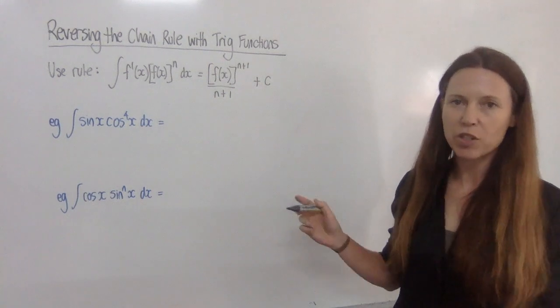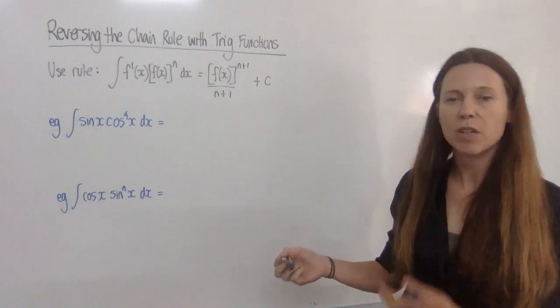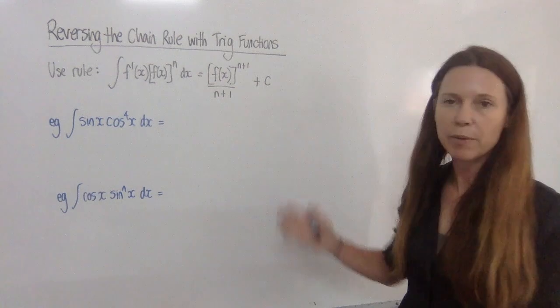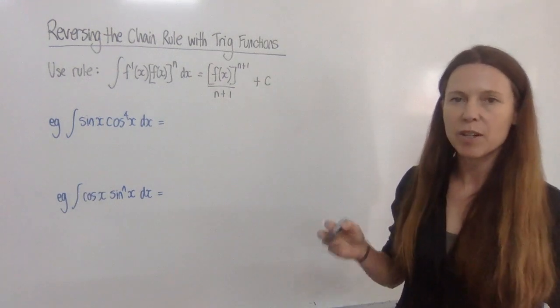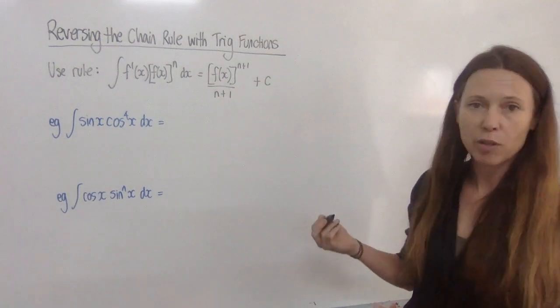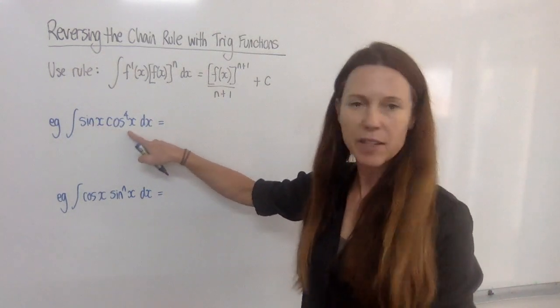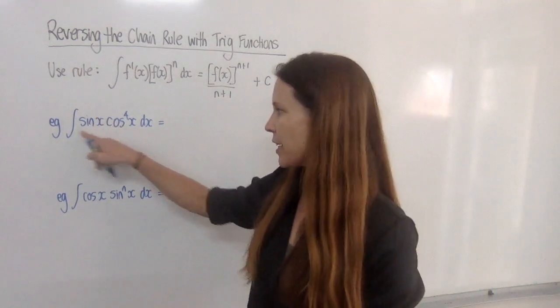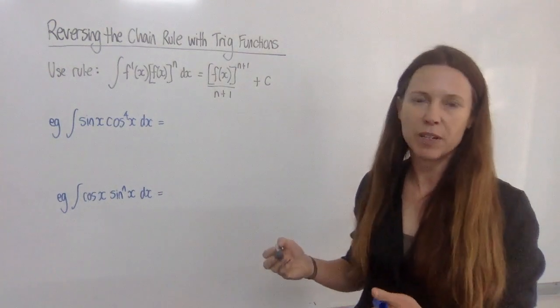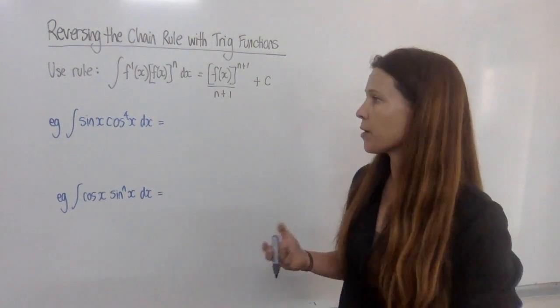And now for some revision of reversing the chain rule when we're working with trig functions. Now we've seen this before in our integration unit, but it's something that can be hard to spot. And when we look at a question, we need to remember that if we've got two functions of x multiplied by each other and we're trying to integrate them, then it really needs to fit into one of our standard forms, or we're just not going to be able to integrate it.